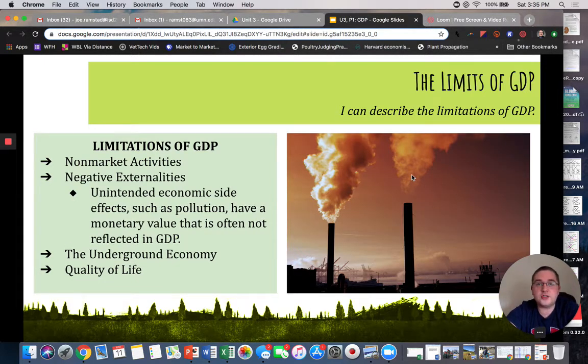Negative externalities. So when we're producing as much as we do, especially in America and other countries, there's definitely a side effect, and that could generally be pollution, and that's a really big negative externality of what we're producing here in the United States for some industries. But unintended economic side effects have a monetary value that is not often reflected in GDP. So negative externalities is a second limitation. Externalities are things external, if we dissect that word, external to what we are measuring. So like side effects, so negative side effects, if that word is throwing you off, okay?